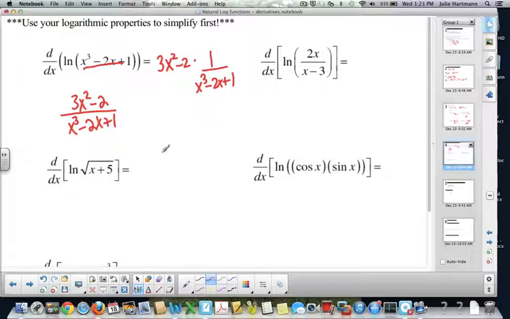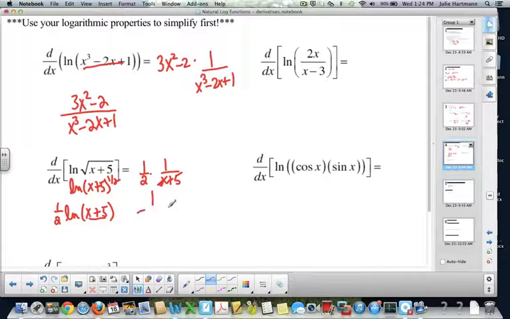Okay. Something like this one, I would rewrite that. It's ln of x plus 5 to the 1/2. So that would be 1/2 ln of x plus 5. Okay, so when you do that derivative, 1/2 is just the constant, so it stays there. Derivative of the inside is 1. Derivative of ln is 1 over x plus 5. So you get 1 over 2 times x plus 5.